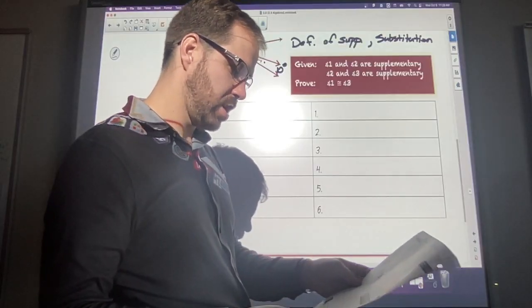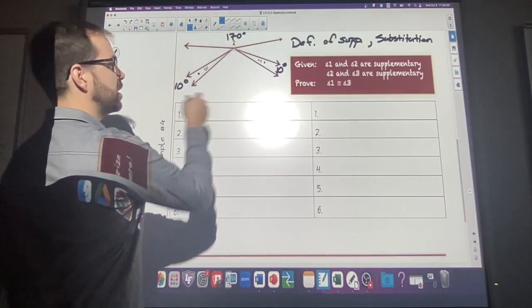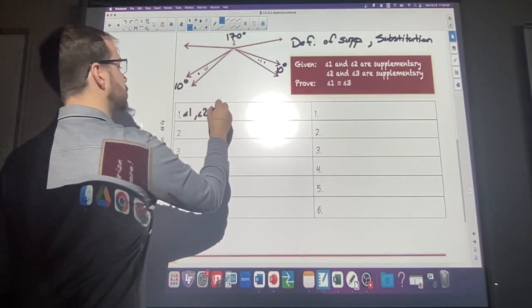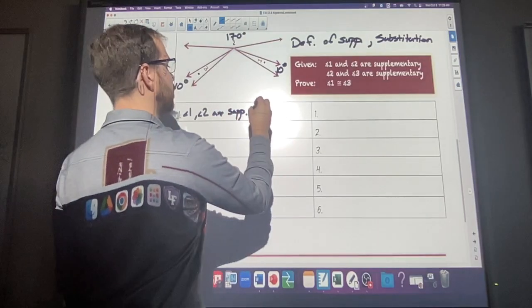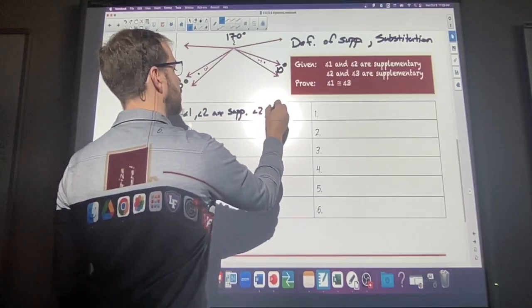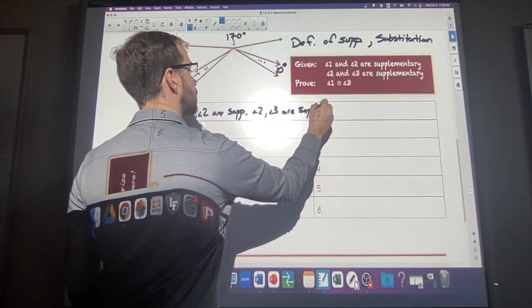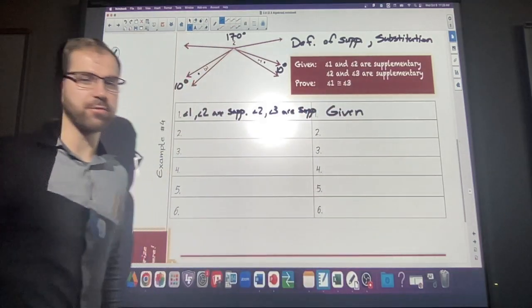All right, so let's get into it. Let's start with our givens, obviously. Angle 1 and angle 2 are supplementary. Angle 2 and angle 3 are supplementary. And that is our given. All right, if you want to pause it here and try it, go for it.